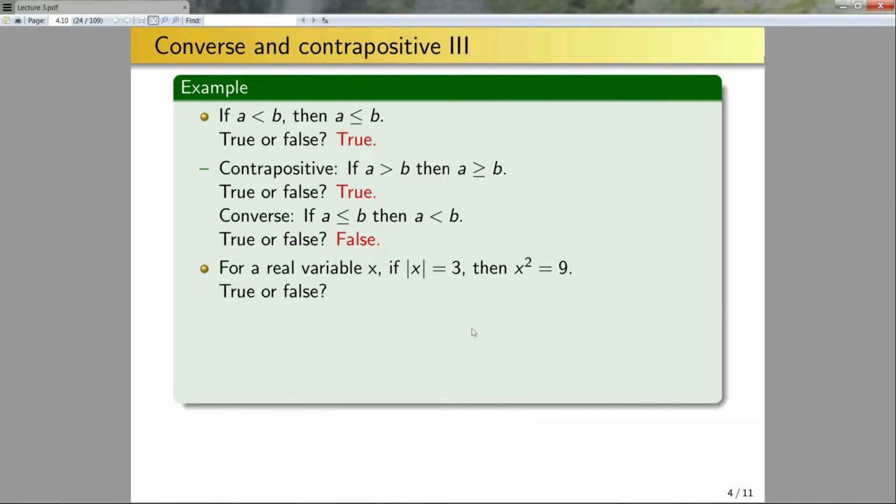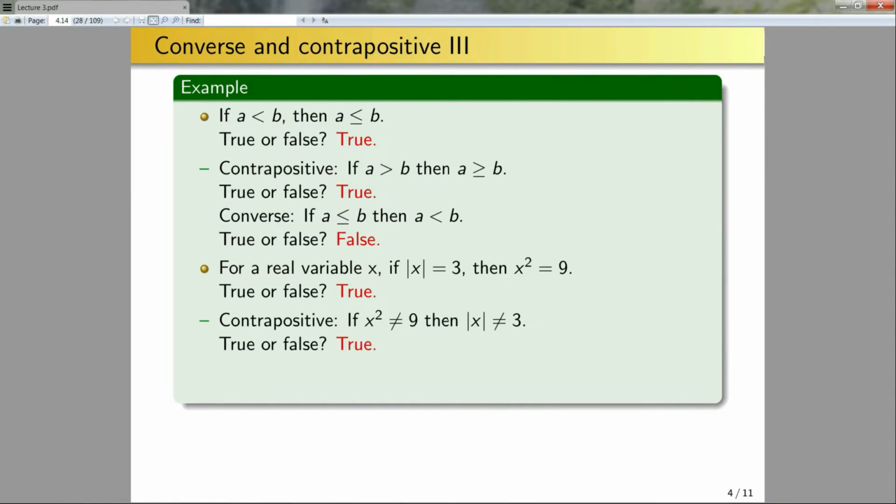Well, it's going to be a true statement. So the solutions here are plus or minus 3, and if I square positive or negative 3, I get 9. So this is true. What would the contrapositive be? Well, again, I want to negate both the hypothesis and the conclusion and flip them. So the negation of x squared is equal to 9 is x squared is not equal to 9, and the negation of the absolute value of x is equal to 3 is simply absolute value of x is not equal to 3. So is the contrapositive true or false?